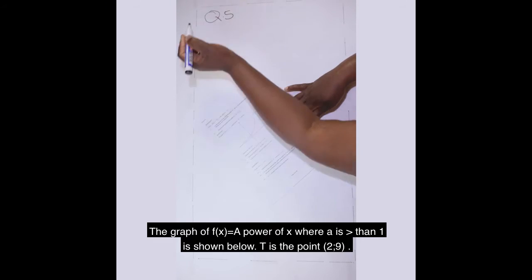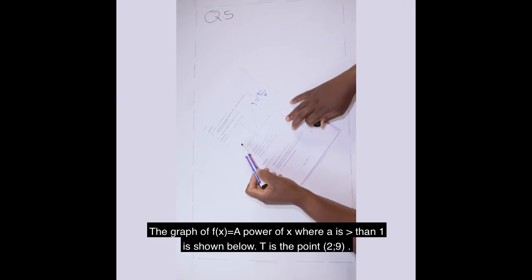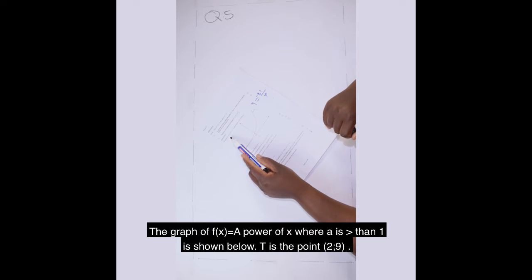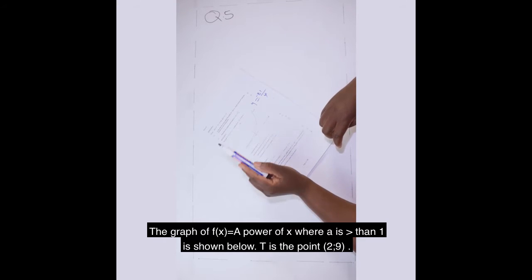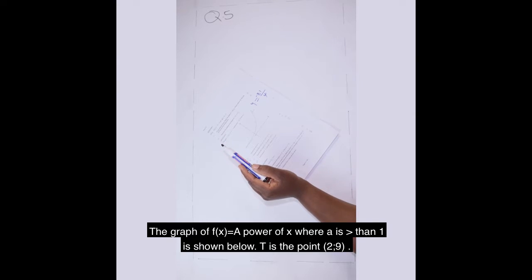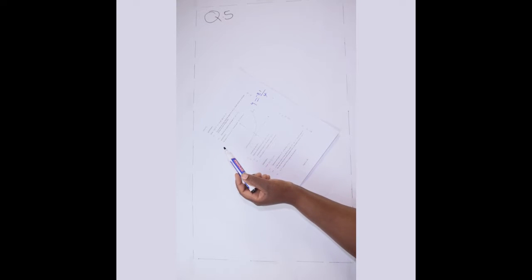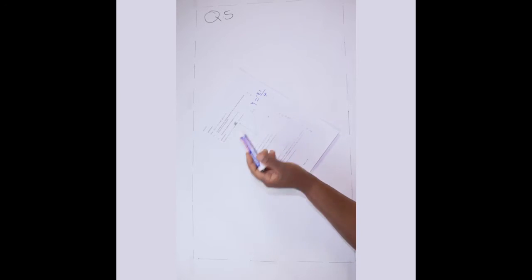Now we are still in question 5. Let's see what this question is saying to us. The graph of f(x) = a^x, where a is greater than 1, is shown below. T is a point (2; 9). Remember, 2 is the x value and 9 is the y value. It lies on f, which is on the graph. So you can see it there.